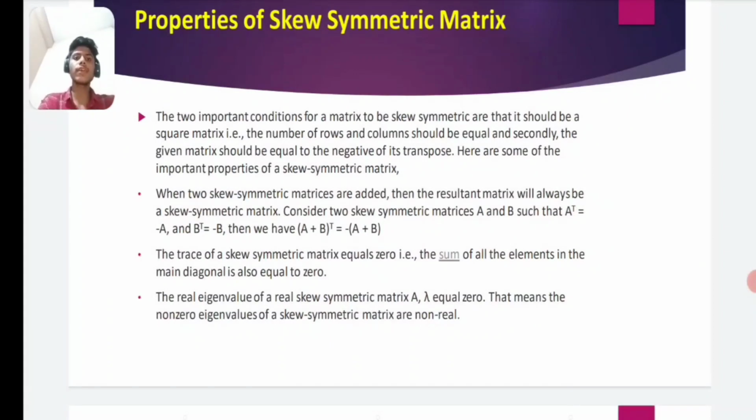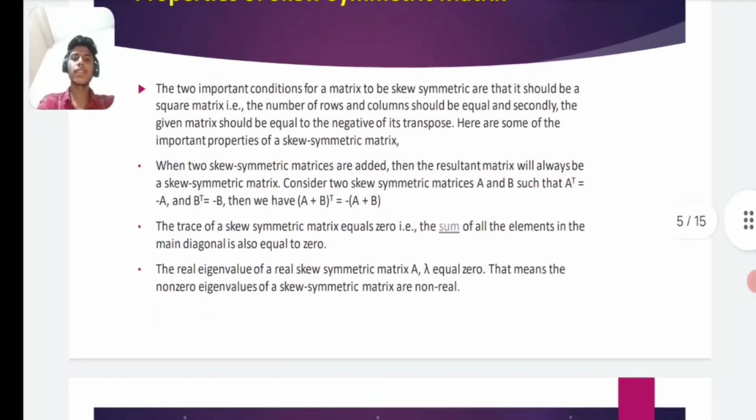The trace of a skew symmetric matrix equals 0. That is, the sum of all the elements in the main diagonal is equal to 0. The real eigenvalue of a real skew symmetric matrix A is lambda equal to 0. That means the non-zero eigenvalues of a skew symmetric matrix are non-real.